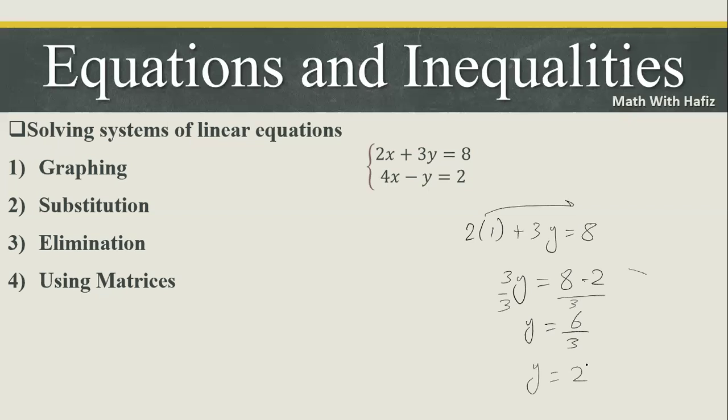So it means the ordered pair will be 1 and 2. This is the solution. It does not matter which method you are using, either graphing method, substitution method, elimination method. Even by matrix, you will get the same answer.